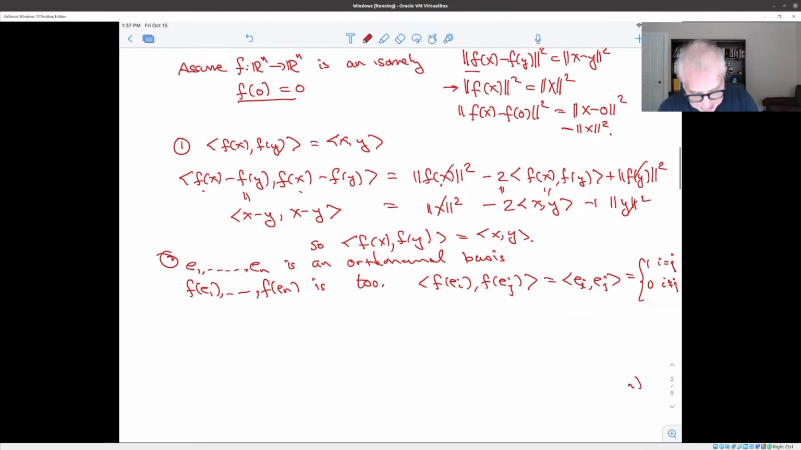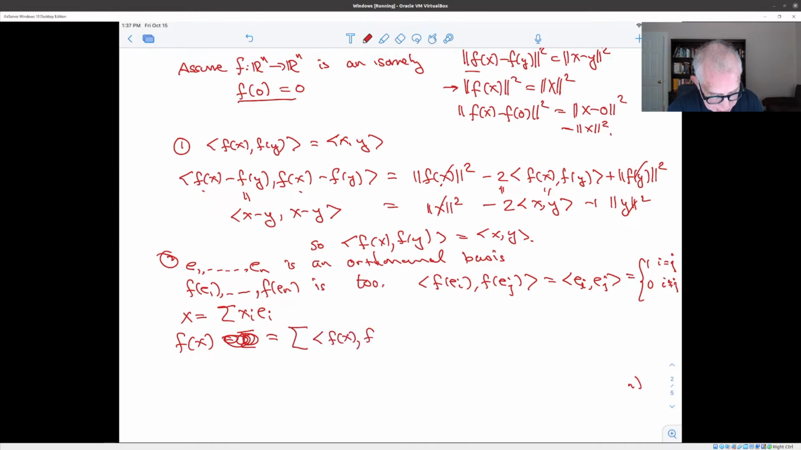And now let's take an element x, which is a sum of xi ei. Any vector can be written in this way, and apply f to it. Now, f of x, we don't know that it's linear, so we can't do what we're tempted to do, which is just to take xi f of ei. But we can use the fact that we have an orthonormal basis. And using that orthonormal basis, we can take the dot product of f of x with each element of our orthonormal basis, and that gives us the coefficient in the orthonormal basis for f.